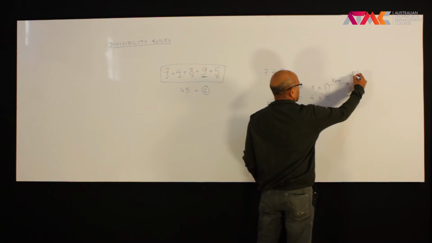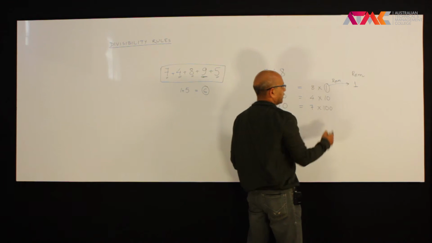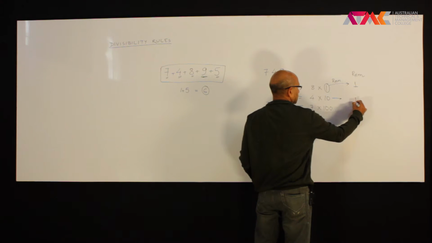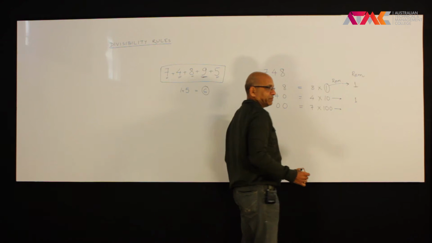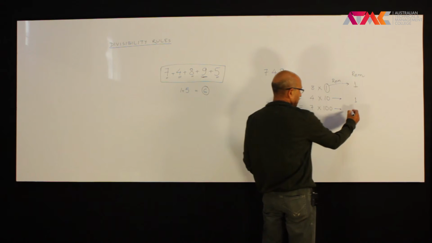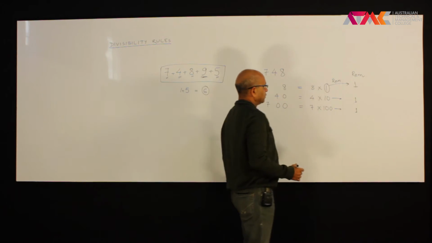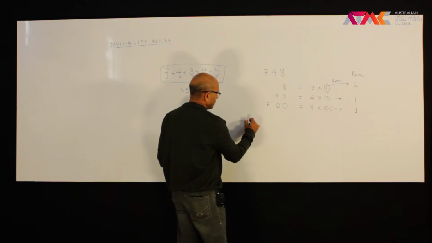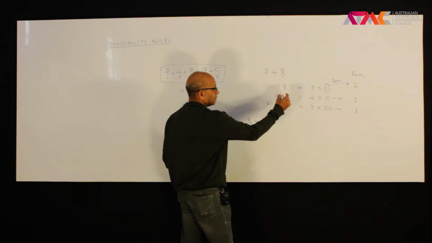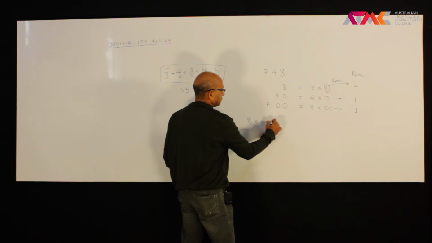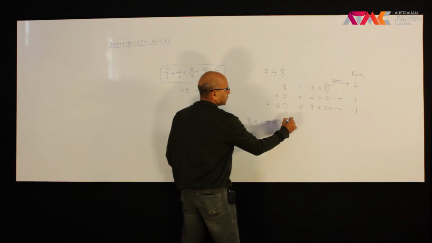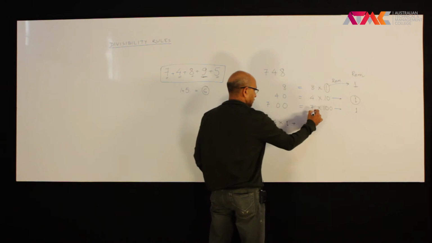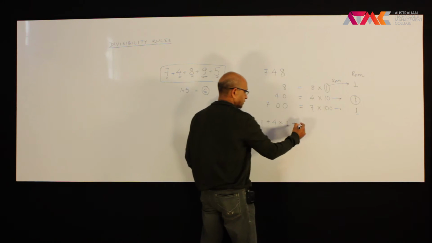So let me write down all the remainders here. If I divide 1 by 3, I get a remainder of 1. From 10, I get a remainder of 1 again. And from 100, 3 times 33 is 99, and I again get a remainder of 1. Now the important point is, if I were to write only the remainders, it forms 8 times the remainder of 1, that is 1, plus 4 times the remainder of 10, which was 1, plus 7 times the remainder of 100, that is again 1.